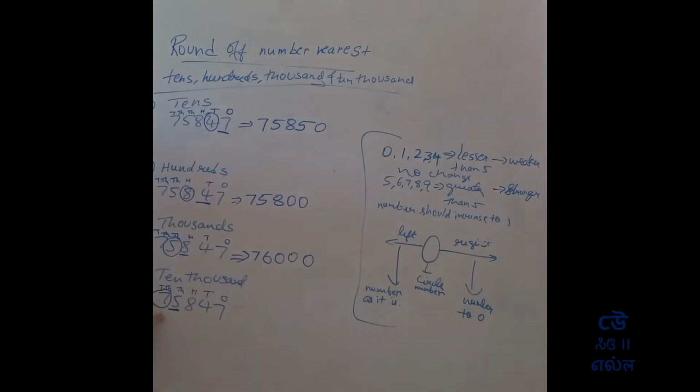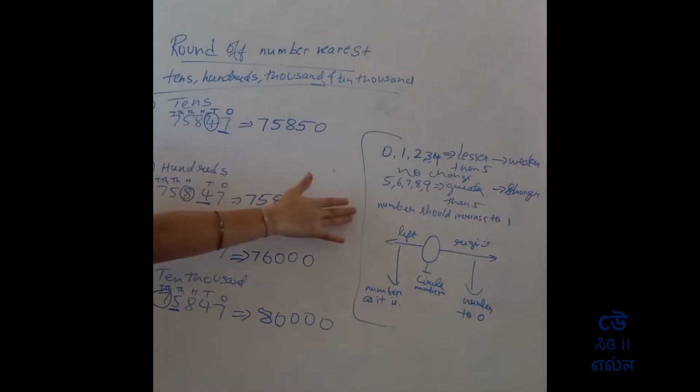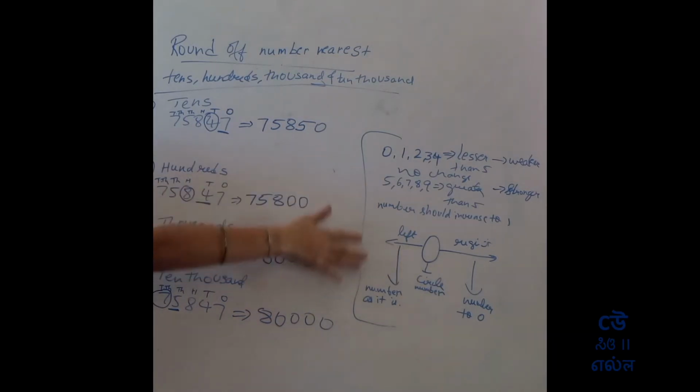So if it is a stronger number, what should we do? We have to increase the circled number. Okay, so 7 will be increased to 8. The right side of the circled number we'll consider as 0. Okay children, did you get how to do it? Please keep this in mind. If you remember this, if they ask any type of question to round off, it will be easier for you.